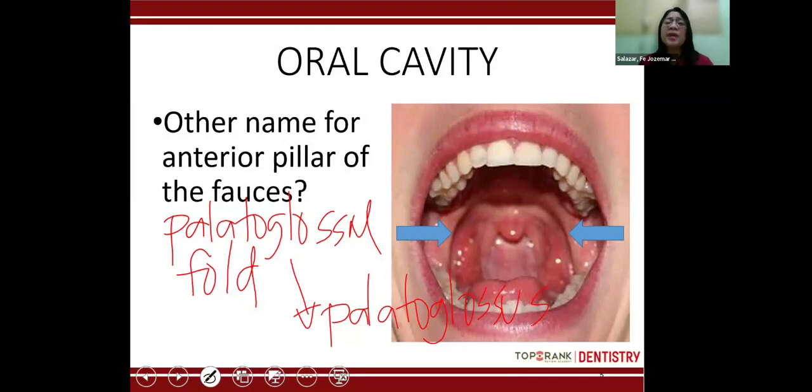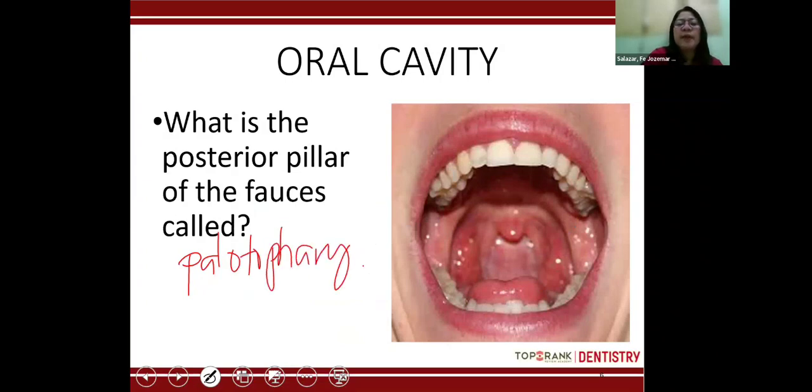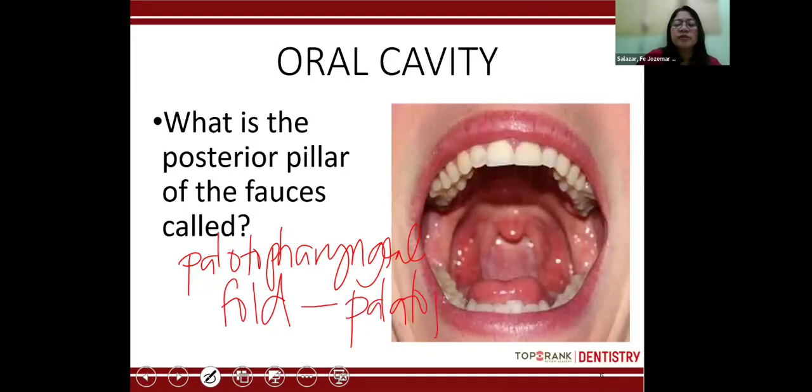Okay, now of course, if there is an anterior, there is a posterior, so let's learn it as well, although it's not a part of the oral cavity. So what is the other name for the posterior pillar of the fauces? If that one is the palatoglossal fold, the other one is palatopharyngeal. Yes, very good. Palatopharyngeal fold. Why? Because again, underneath this is a muscle. So what muscle is that? Palatopharyngeus.